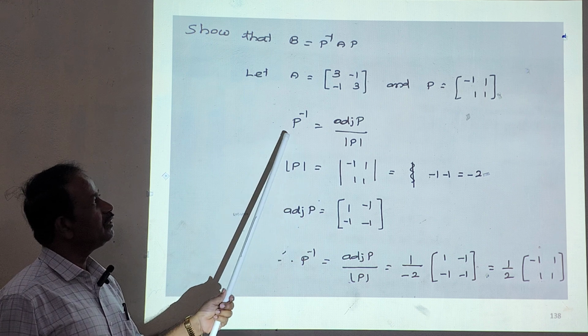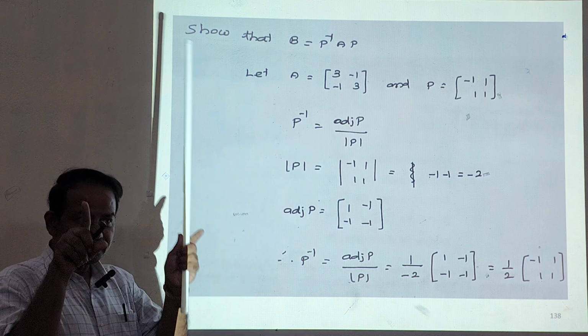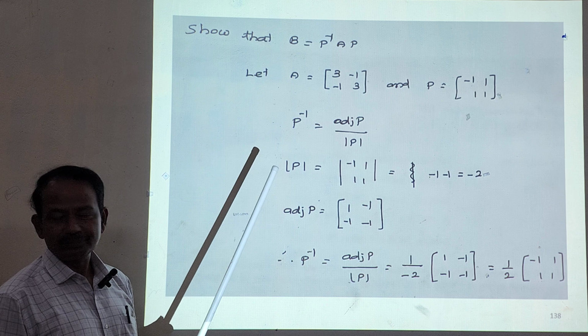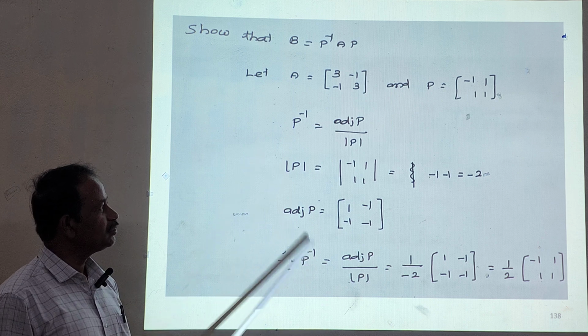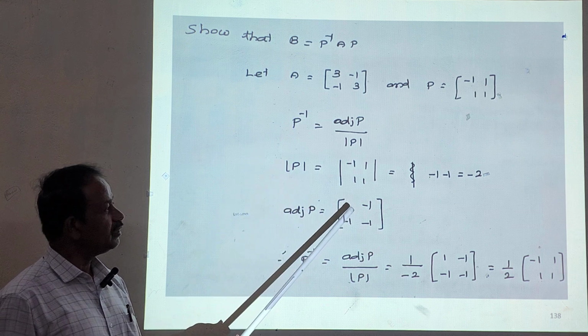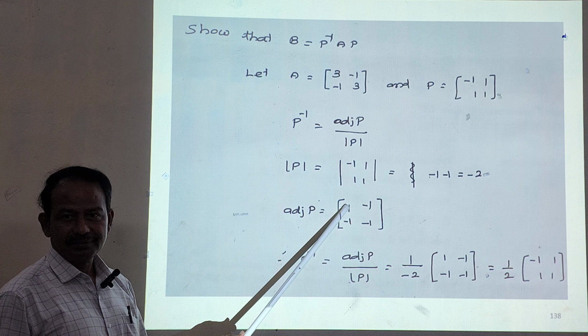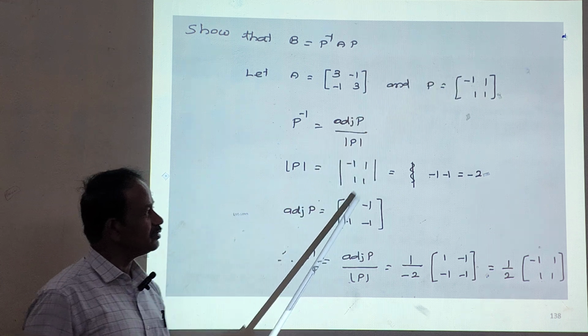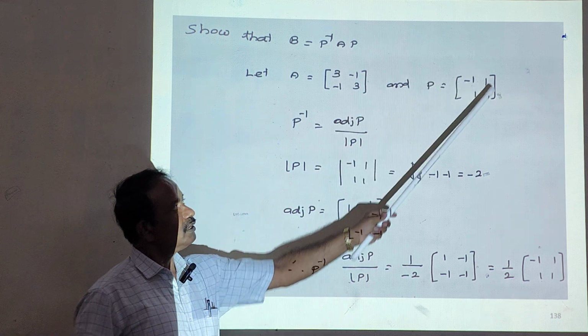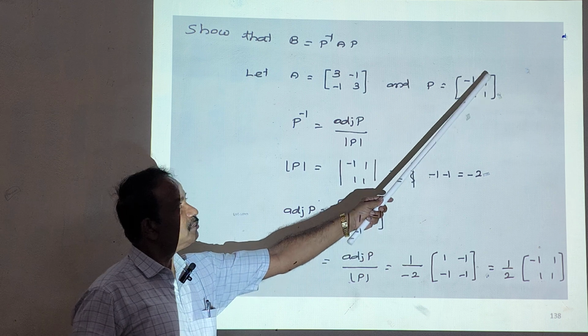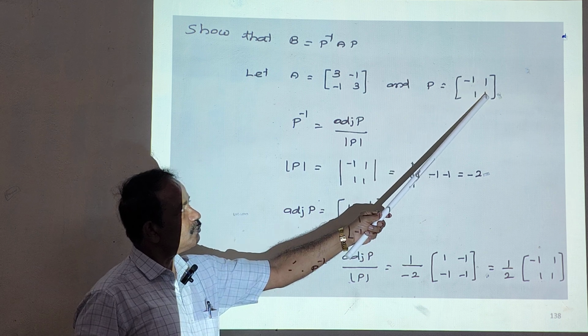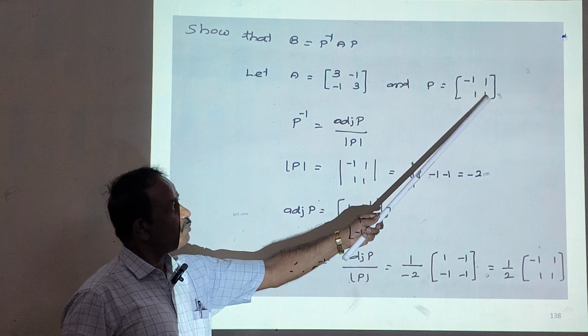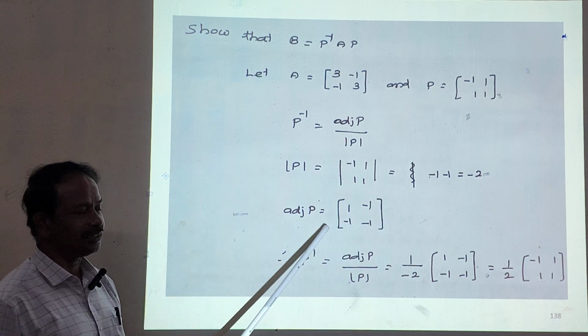That is P inverse equal to adj P divided by det P to find P inverse. So adj P is the cofactor of 1. Okay, cofactor of minus 1, so that will be 1. Cofactor of minus 1 is 1. Similarly, cofactor of 1 is 1. Cofactor of 1 is minus 1. So we can also do it the other way around.